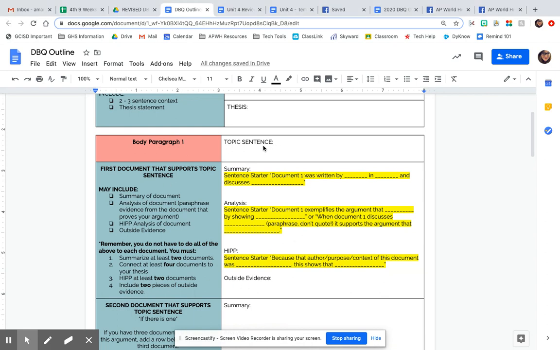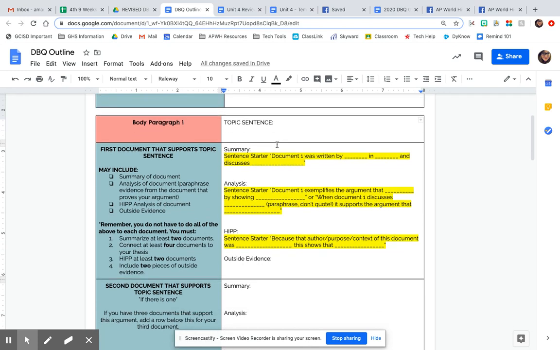Now, the first thing you're going to do is write your topic sentence. That's where you outline the argument that you're going to be defending in that paragraph. So remember, your thesis is going to outline 2 or 3 arguments. Now that we've switched to the 5-document DBQ, I think 2 body paragraphs is acceptable. 3 is definitely going to be the best, though. So your topic sentence is going to outline what argument you're defending in that paragraph.